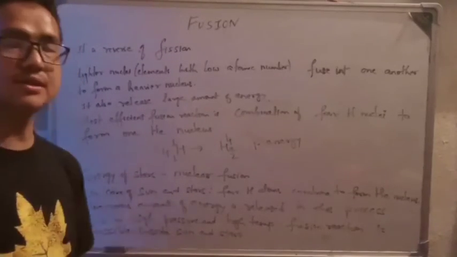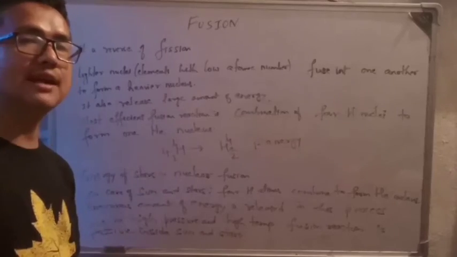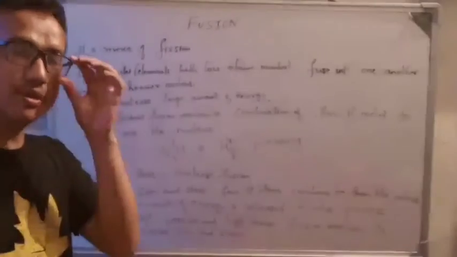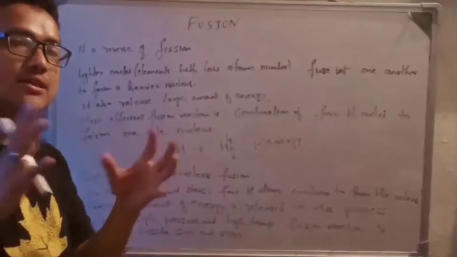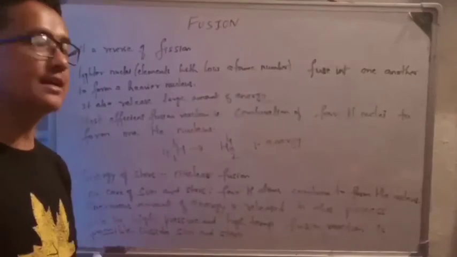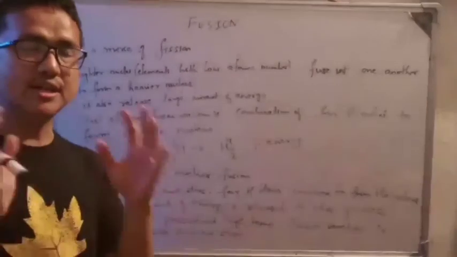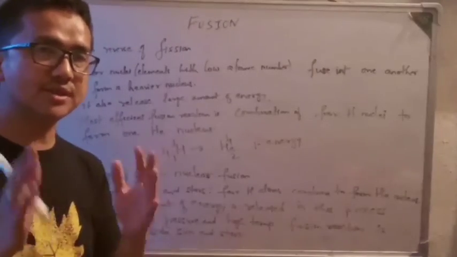Now the question is, why does the nuclear fusion reaction occur inside the sun? This is because inside the sun and stars, due to high pressure and high temperature, fusion reaction is possible. This is the case of fusion reaction. It is opposite to the fission reaction. You have to keep that in mind.